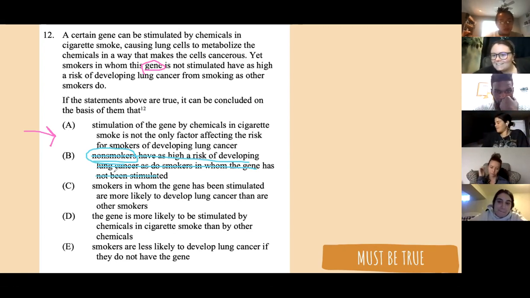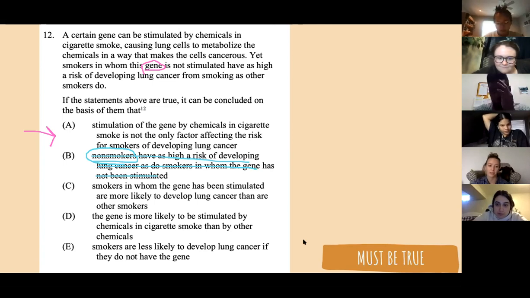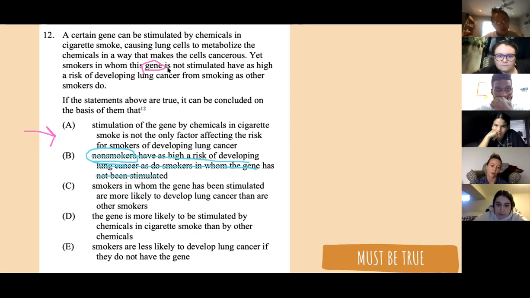All right, who has C? Taylor, go for it. My thought process is that it just kind of contradicted what was said, because it practically says that even if it's not stimulated, you still have a high risk, versus this is saying that if you are stimulated, then you are likely to develop cancer. Yeah, this is the exact opposite. The stimulus says even smokers whose gene is not stimulated have as high a risk. So we can't say smokers in whom the gene is stimulated are more likely, because we have no idea. It's not true.